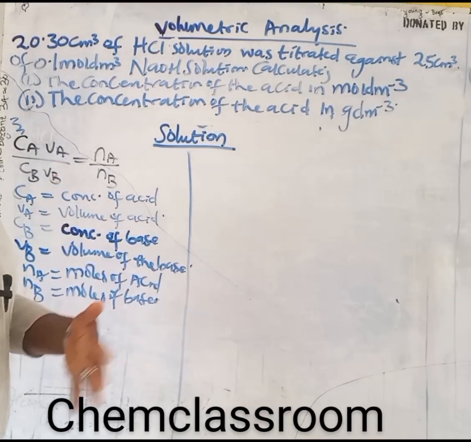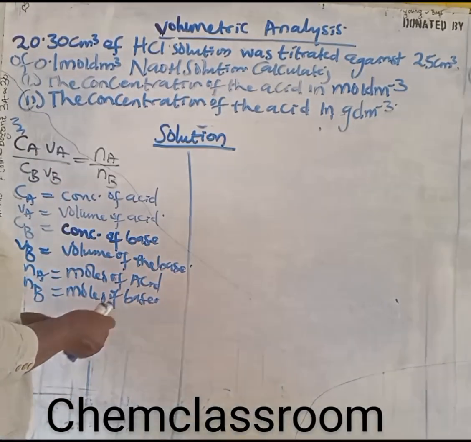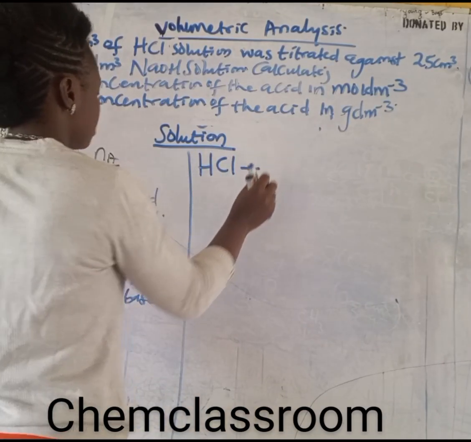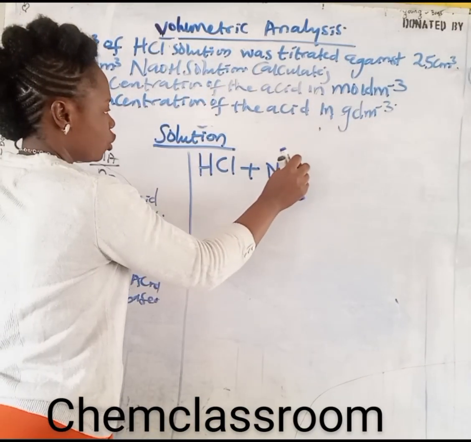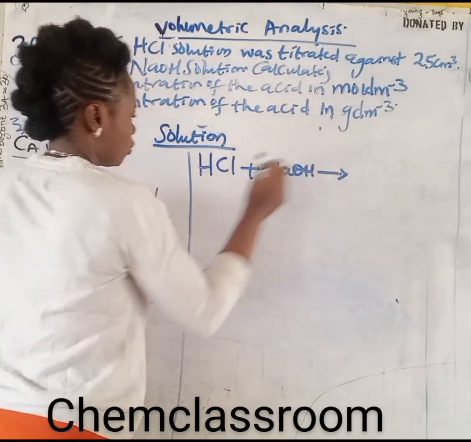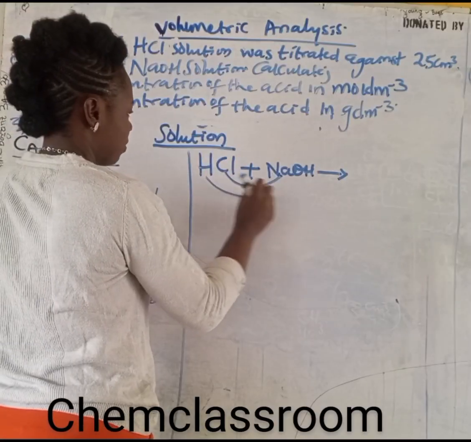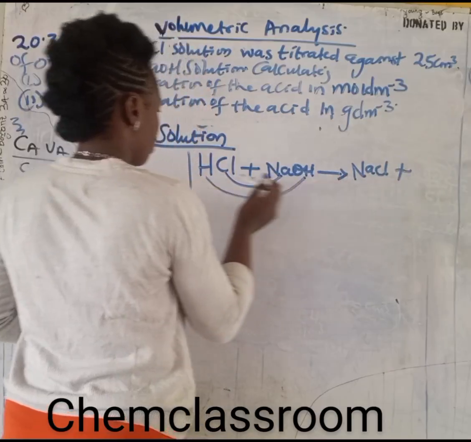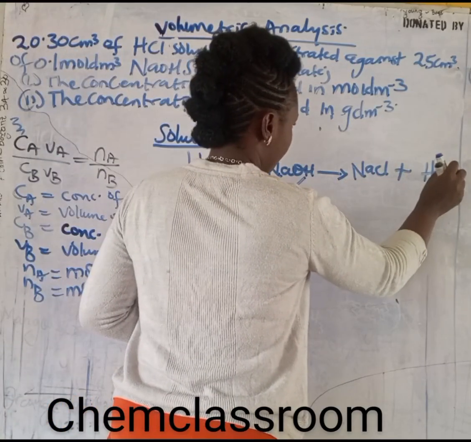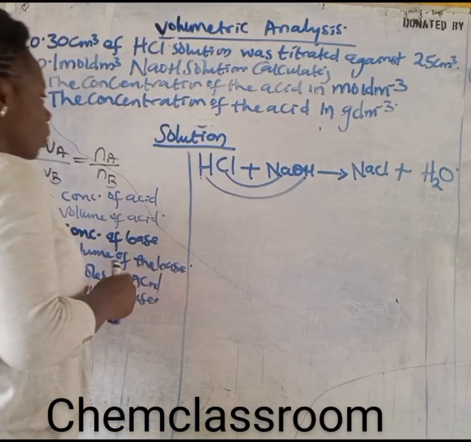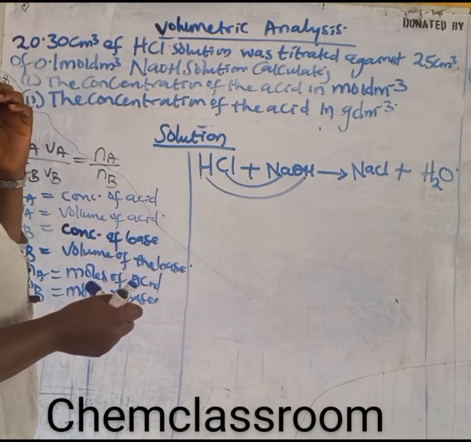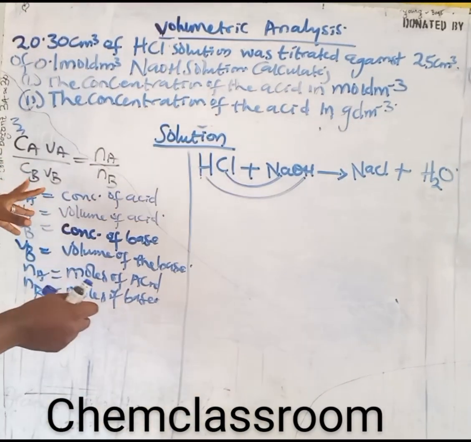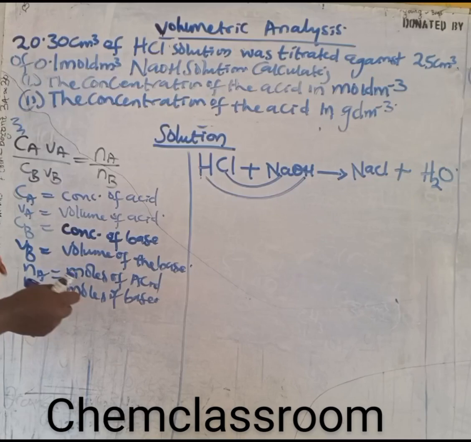I have the acid and the base reacting together to form what? Salt and water. So I have HCl plus NaOH. We know how we usually balance our chemical reaction. So I will have NaCl plus, when you have hydrogen and OH, water will be formed. Okay, that's done. Now I'm going to write out my parameters, using CA VA over CB VB equals NA over NB.